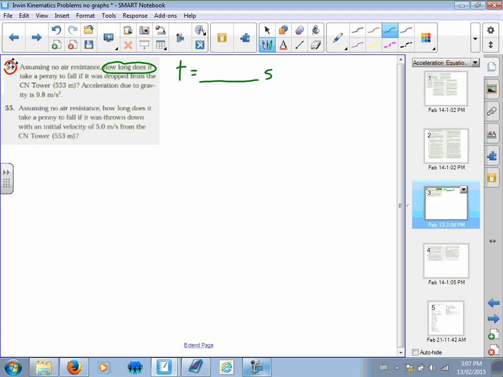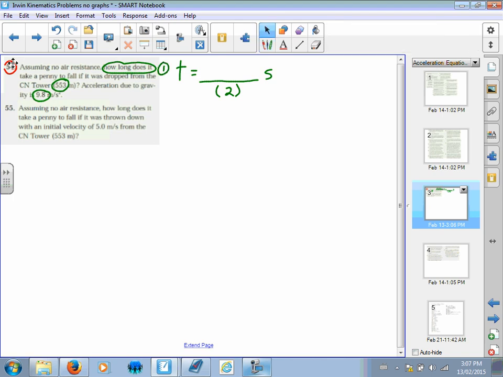We can also identify significant digits. We're given a distance of 553 meters, an acceleration of 9.8 meters per second squared. That's 2 significant digits, so our final answer is going to have 2 significant digits. Next step, that's step 1.